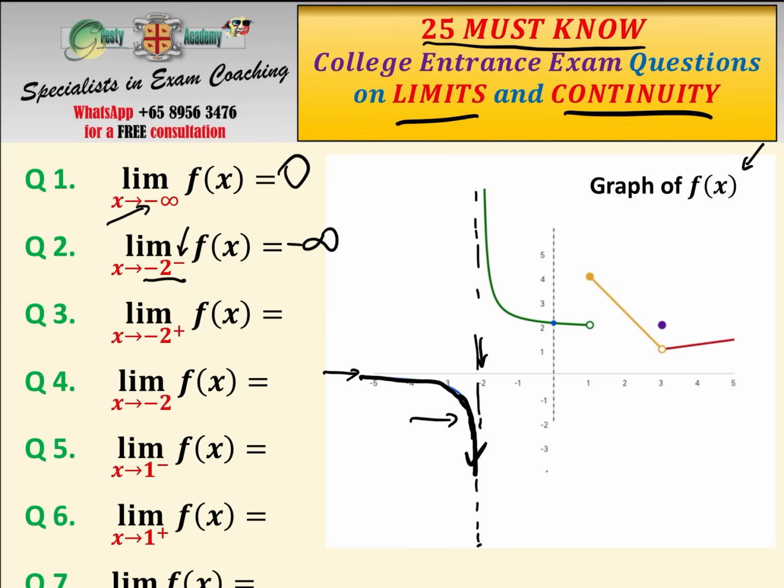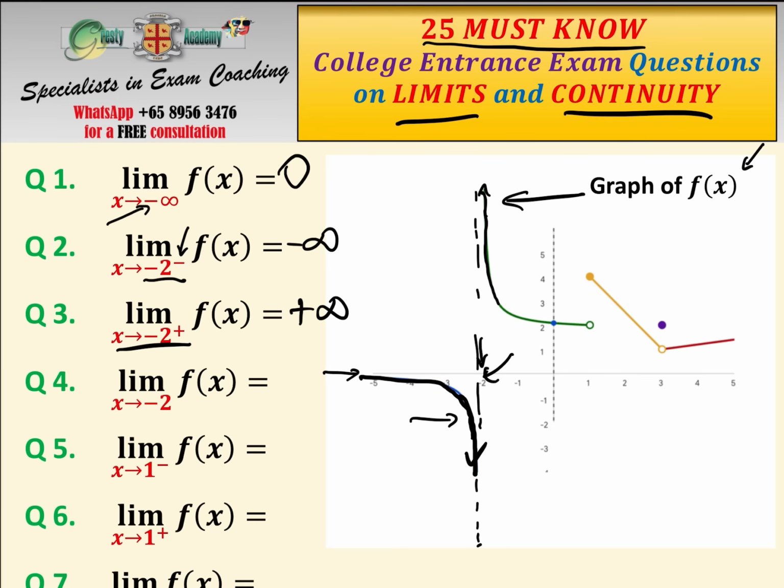Now question 3, the limit as x approaches minus 2 from the plus side. Well, this time we're approaching minus 2 from this side, so we go along the green line. We will basically be going along here as we approach minus 2 from the plus side, and that one is actually going to go up to plus infinity. So the answer to question 3 is plus infinity.